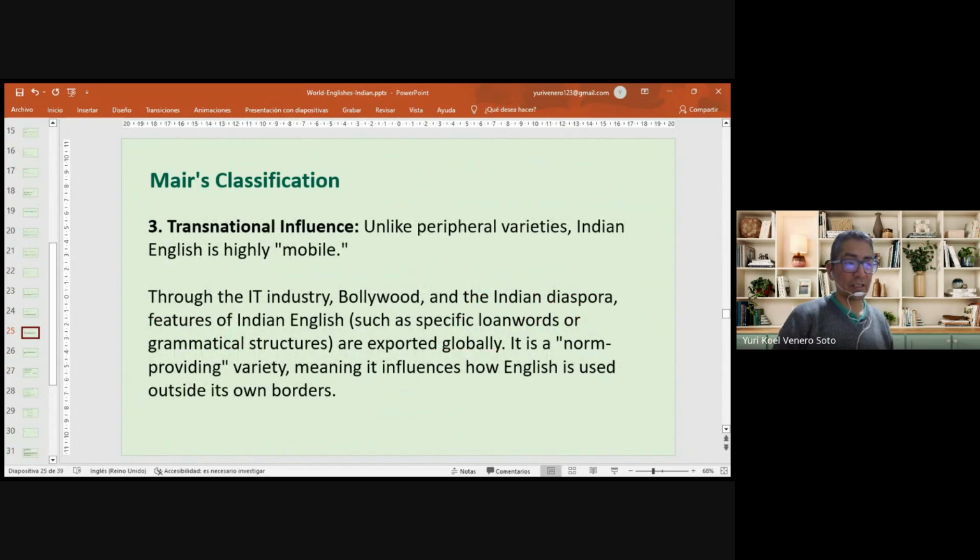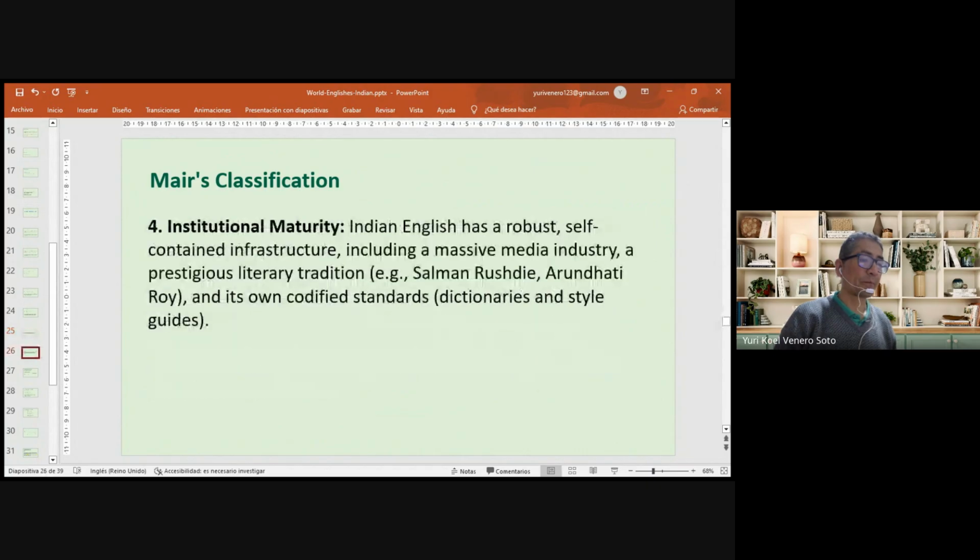Transnational influence: unlike peripheral varieties, Indian English is highly mobile. It's thanks to the IT industry and Bollywood. Finally, we have institutional maturity. Indian English has a robust self-contained structure. It has a massive media industry and literary traditions, even dictionaries and style guides.